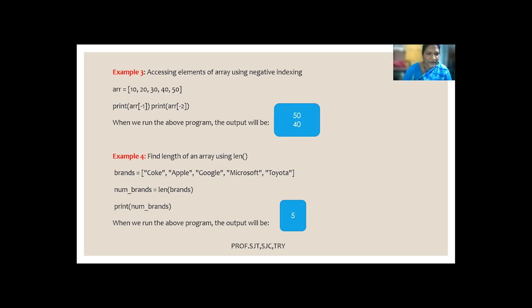Let us move on to example 4. Find the length of an array using the len method. In that example, I gave brands, 5 different brands. Here I had given Coke, Apple, Google, Microsoft, Toyota. num_brands is equal to len of brands. If I want to print the number of brands, how many are there? Totally 5 are there. So this will be the output for the length of the array.